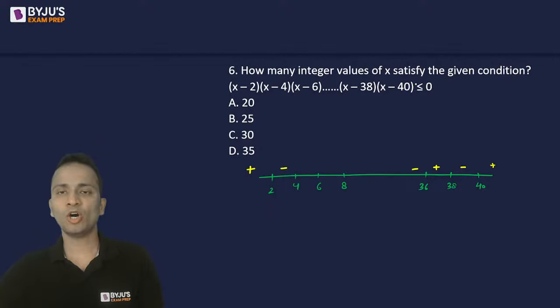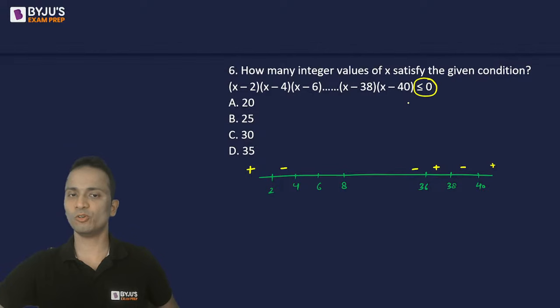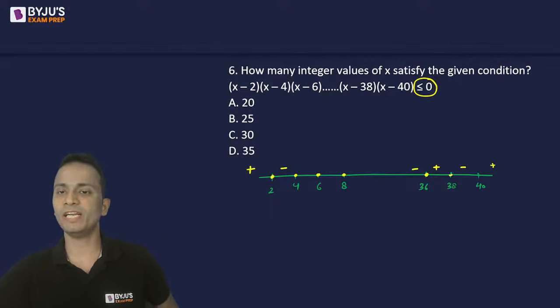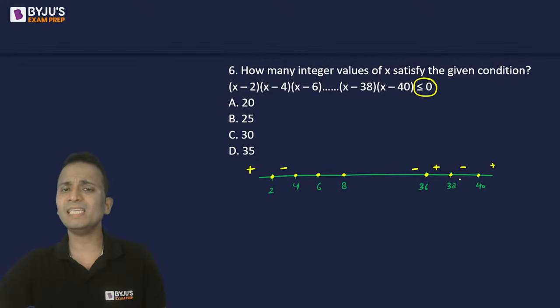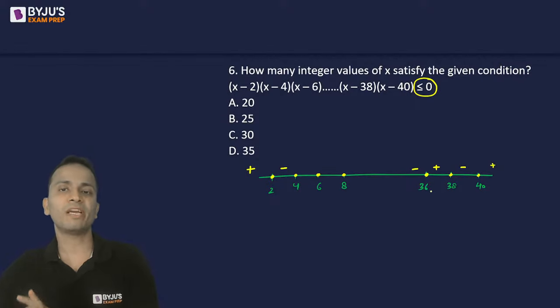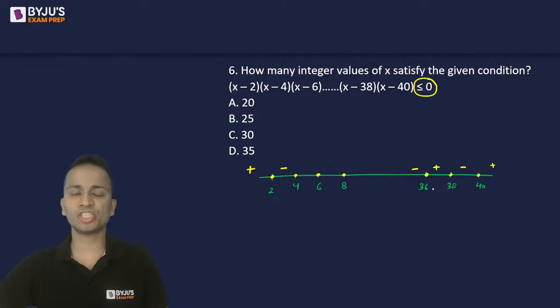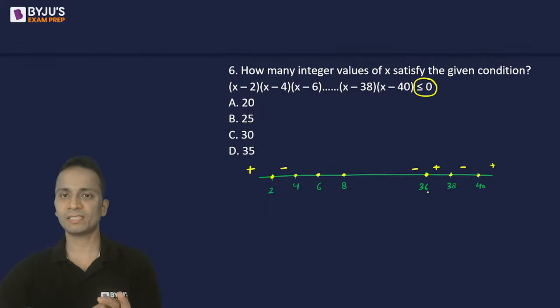Now I want all the values for which the expression will be less than or equal to 0. So I know that all these points will definitely be selected, because at these points the value of the expression will become 0. Now I'll have to just check for what values of x the expression will be negative. And I'm looking for integral values only.